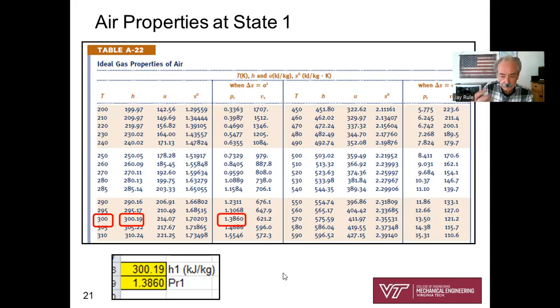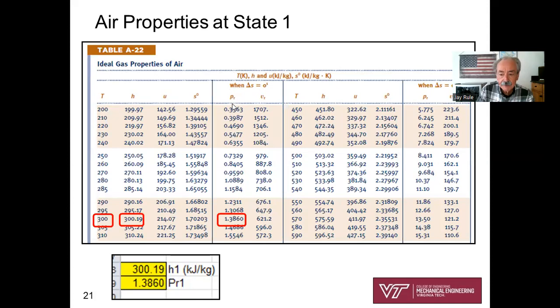So relax, I'm going to tell you more about this. Maybe I better tell you about it now. We're at 300 degrees K at the inlet. So we will write down h1 is 300.19, and we'll write down Pr1 is 1.386. Notice this column of Pr. This property Pr only applies when delta s is 0. These columns only apply for isentropic processes. That's important to remember.